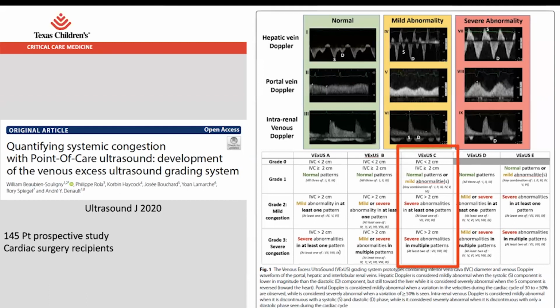of abnormalities of the hepatic vein flow, portal vein flow, and the intrarenal, it's actually the interlobar renal veins. When they use those different profiles, how associated were these profiles with markers of fluid overload and impedance in venous return? So specifically, how well did these things correlate with CVP, total fluid balance, and N-terminal proBNP?